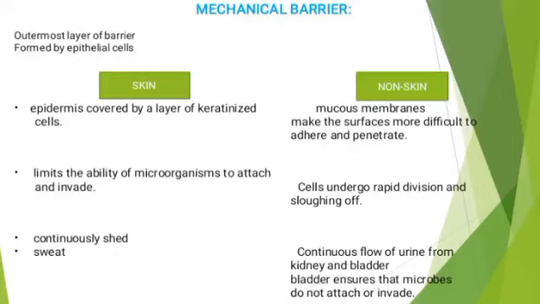Number 2, due to rapid division. Cells of mucous membrane undergo rapid division and sloughing off continuously. That's why microbes can't adhere and penetrate. Number 3, due to continuous flow of urine from the kidney and bladder, which ensures that microbes do not attach or invade.